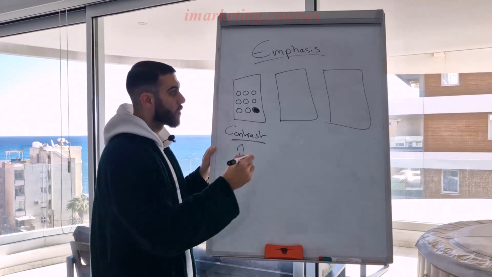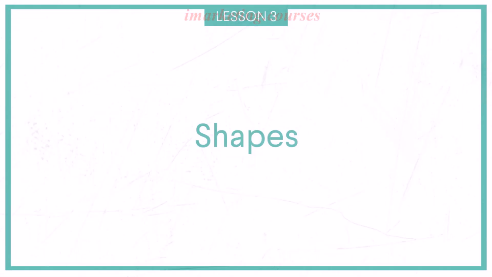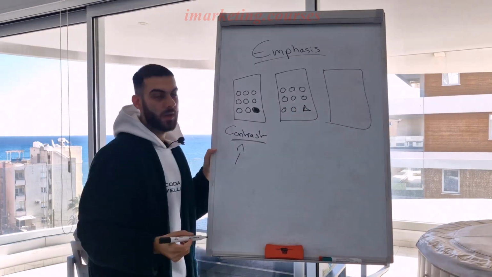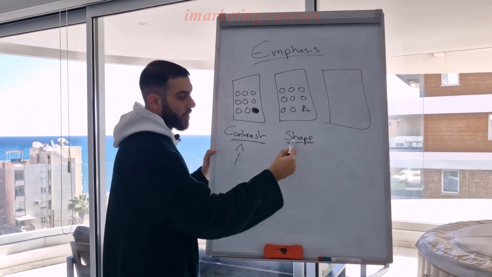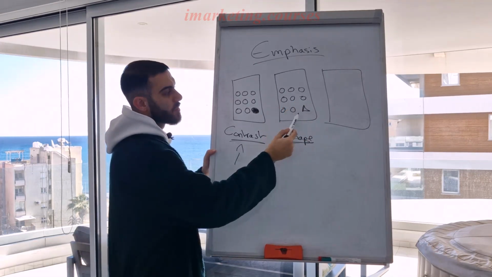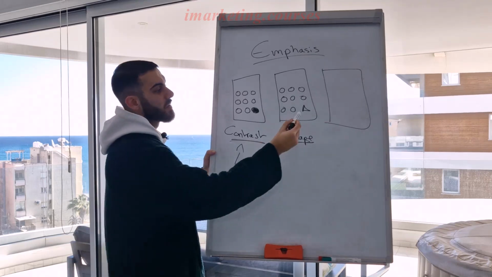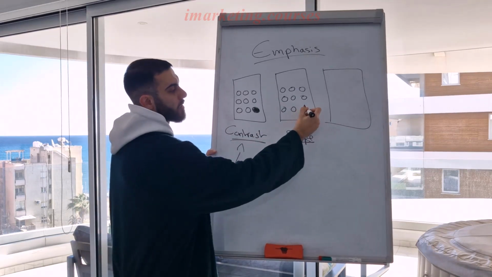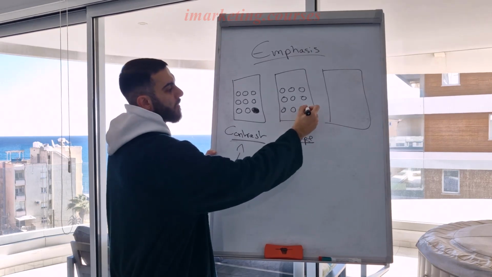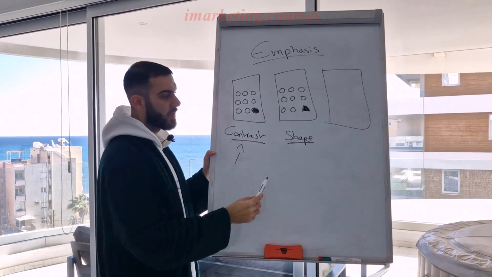You can also show emphasis with shapes. So if all of these are circles and this is a triangle, then you're emphasizing the triangle by changing the shape, because all of them are circles and this one's a triangle. So the emphasis is on the triangle. You can even combine the two and do a black triangle. Now there's even more emphasis. So you're going to have contrast and you can have shapes.